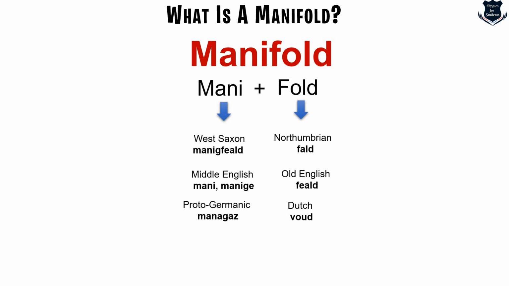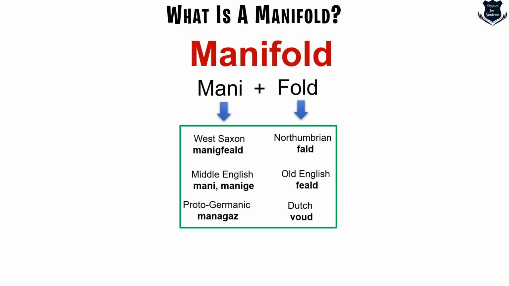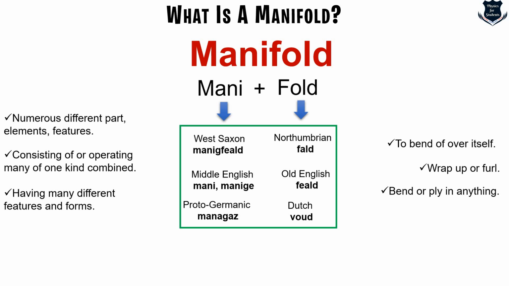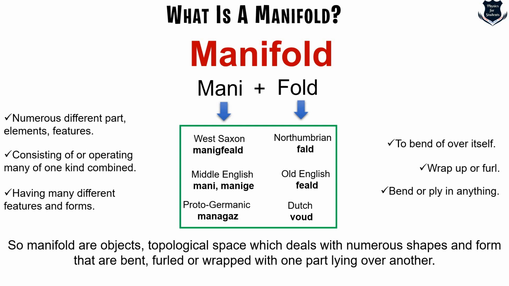When I take the meaning of the word many and then the fold, what I get is that many obviously means numerous different elements or features, one combined and having different features or forms. Here comes the fold. Obviously it means to bend or wrap or furl or ply anything. So from this many and fold we get the ideal definition: manifolds are objects or topological spaces which deal with numerous shapes that are bent, furled or wrapped and that lie one after another. This is a very basic understanding of the literal meaning of the words many and fold.